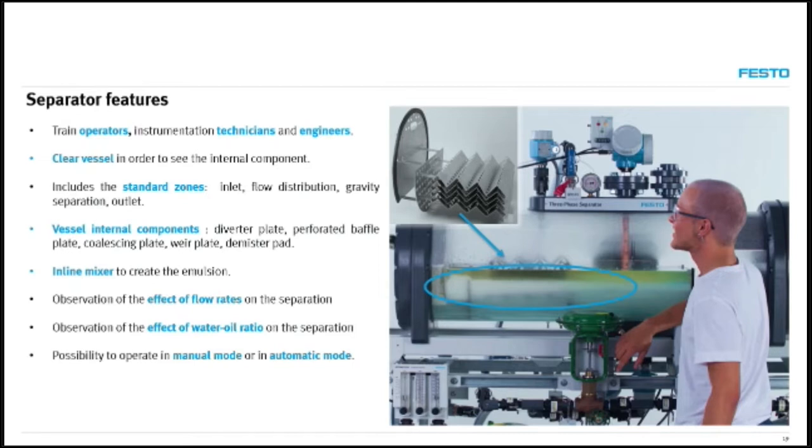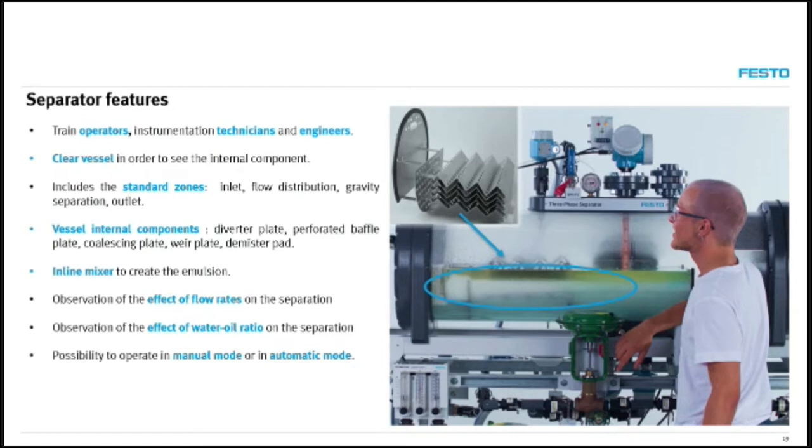We're going to create the emulsion with the inline mixer. In the inline mixer, we have the mixer and we have a bypass. So we can see the difference of having one inline mixer, what quality of emulsion we're going to have, versus just a standard mix in a pipe. We're going to change the flow rates and see their effect. And of course, different flow rates are going to give you a different water-oil ratio.